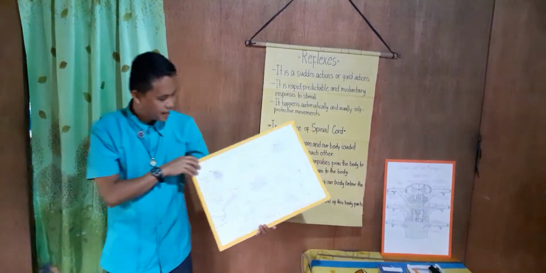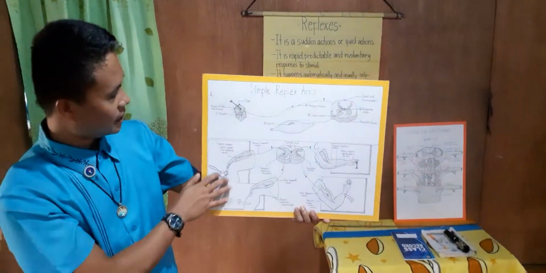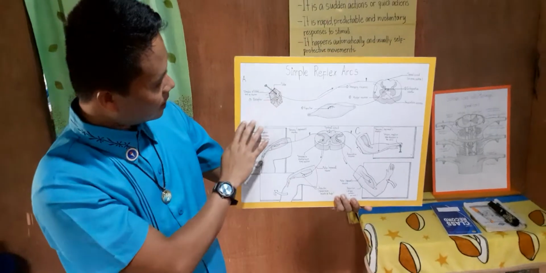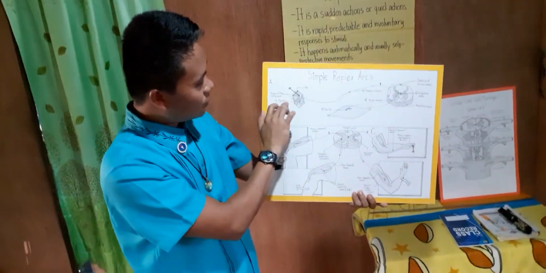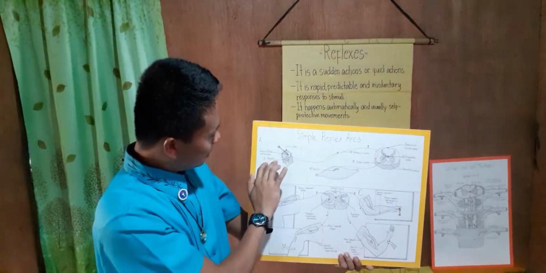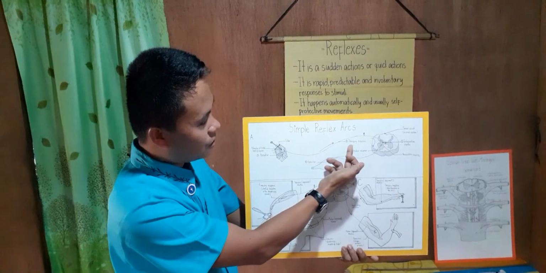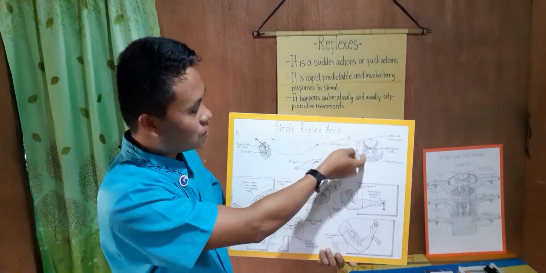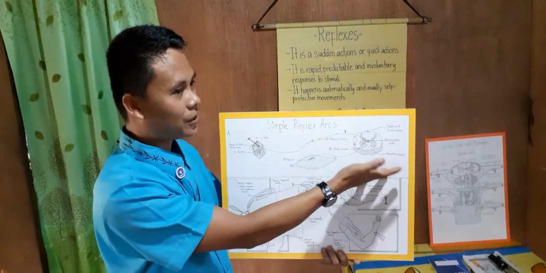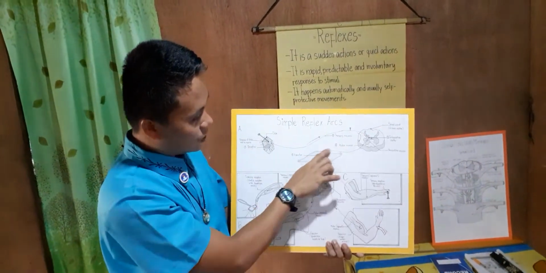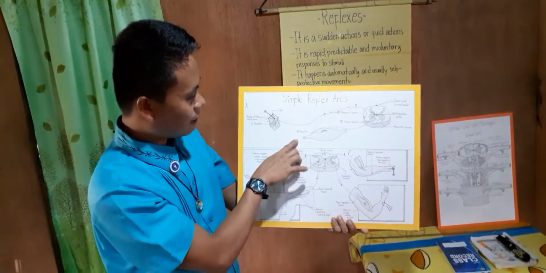Now, I have here an illustration of a simple reflex arc. Okay, so the skin was nailed, so the skin is the receptor. Then the message of the skin that was being nailed will go to the sensory neuron. From the sensory neuron, it will go to the spinal cord, which is the integration center. Then from the spinal cord, the message will go to the motor neuron, which is here. Then from the motor neuron to the effector.